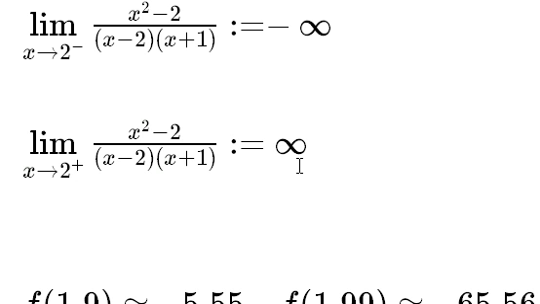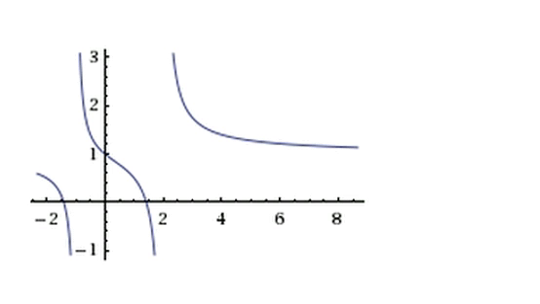So here's 2, and we were coming in from the right hand side, and as you can see our graph is going to positive infinity, and coming in from the left hand side at 2 the graph is going down to negative infinity. Alright, so let's move on and look at some more examples.